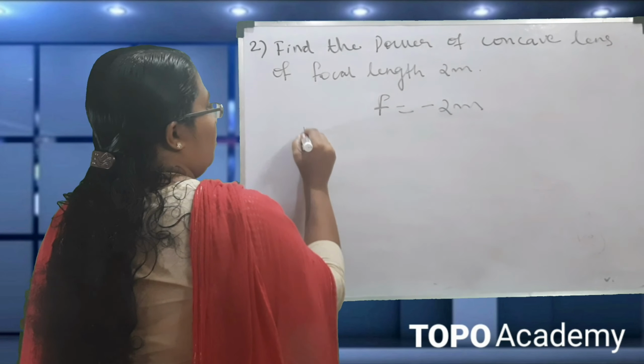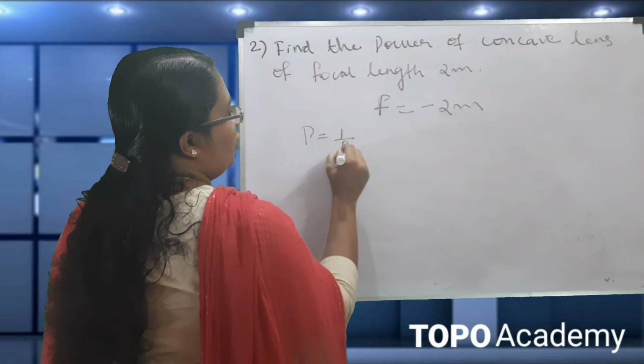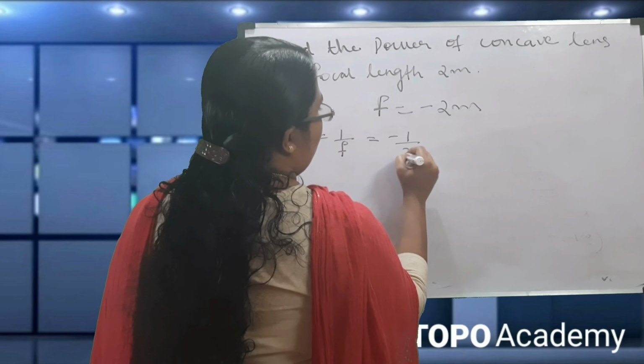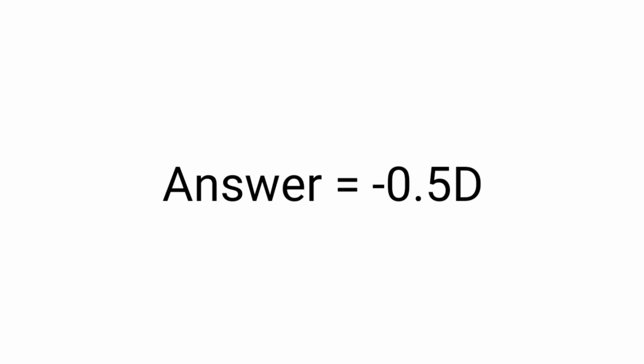So what's the power? Power is equal to 1 by f. It is equal to minus 1 by 2. That is minus 0.5 diopter. It is already given in meter, so we need not convert into meter.